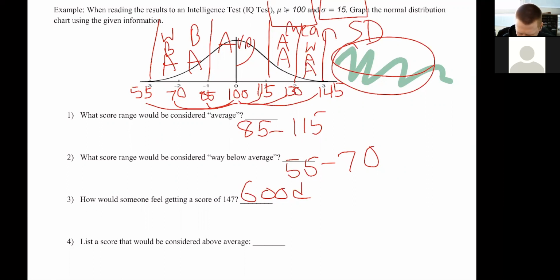But for the fourth one, it says, list a score that would be considered above average. So above average is between here and here. So any score between 115 and 130 would work with this. For example, 120 would be an above average score. You could say 117, you could say 125, anything between 115 and 130 would work. So that's kind of the idea.